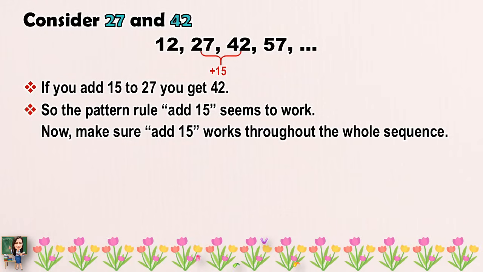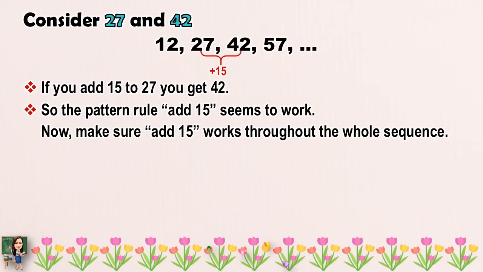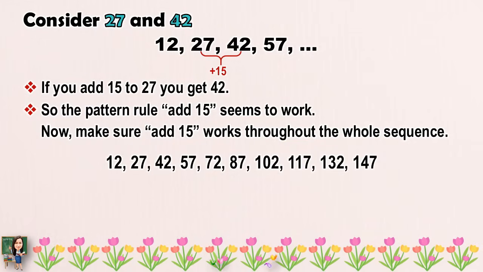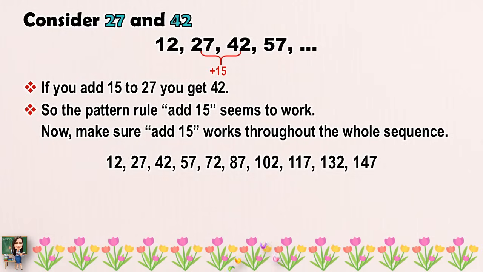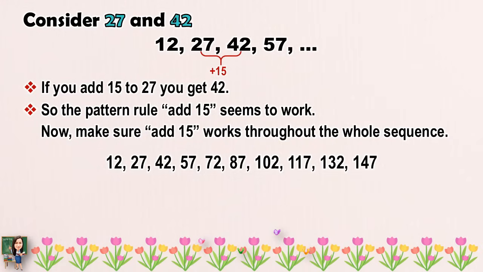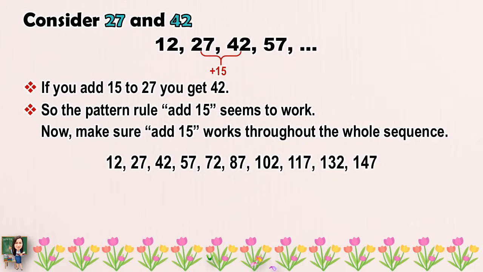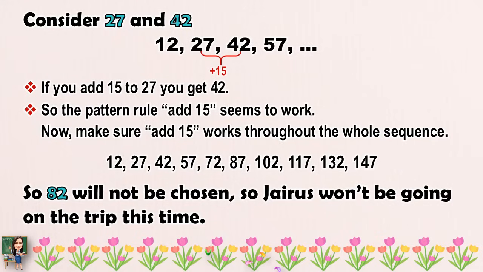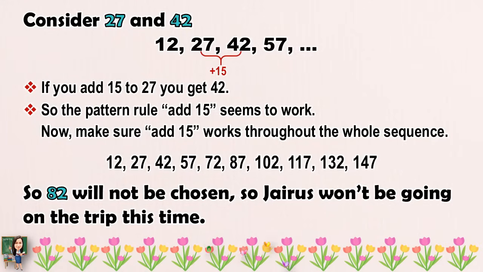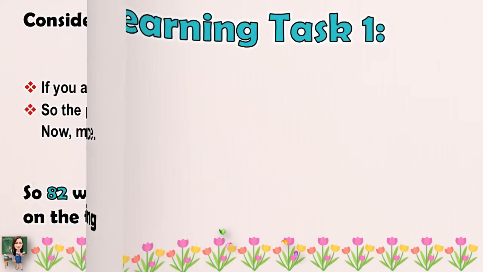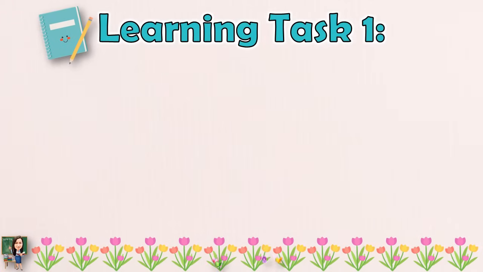Now, make sure add 15 works throughout the whole sequence. The numbers are 12, 27, 42, 57, 72, 87, 102, 117, 132, and 147. So 82 will not be chosen, so Jairus won't be going on the trip this time. And now, let us proceed for our first activity, Learning Task 1.